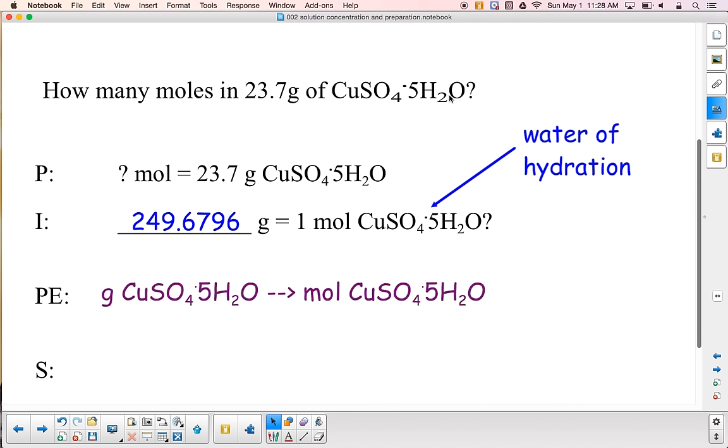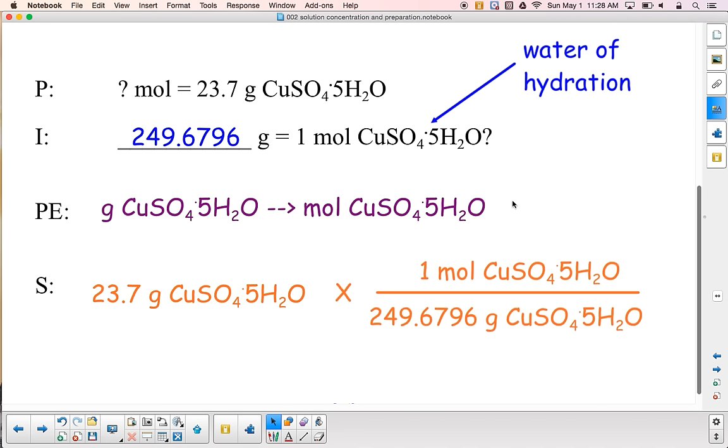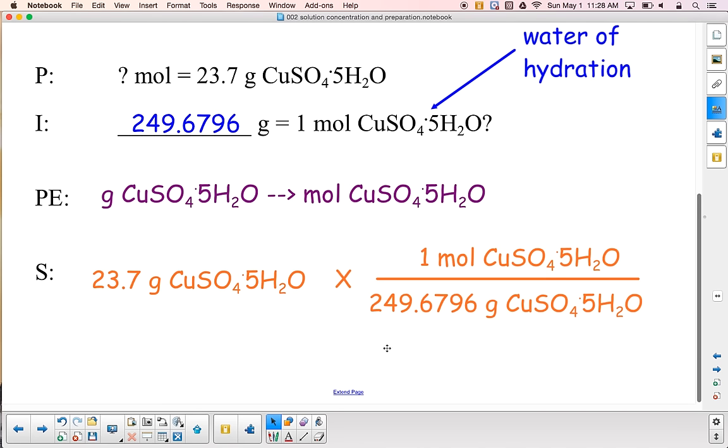Our plan then is to go from grams of CuSO4.5H2O to moles. And we're quite familiar with this procedure. We take our 23.7 grams of the copper 2 sulfate pentahydrate, we multiply by 1 mole divided by the number of grams in a mole, and we find out that 23.7 grams of the copper sulfate pentahydrate is 0.0949 moles.